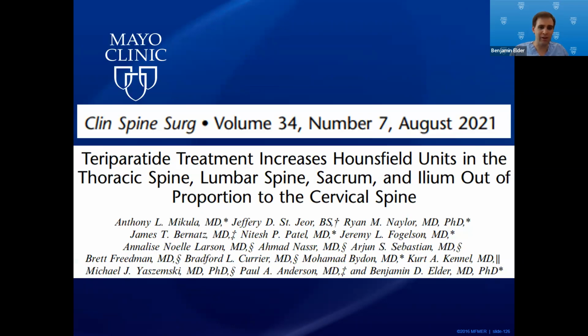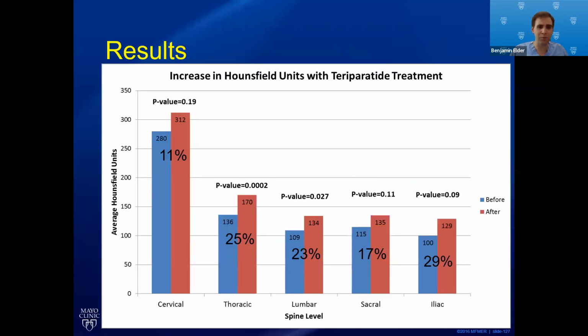This was one where we looked at how Teriparatide influenced Hounsfield units in different regions of the spine. And so again, it was beneficial in the thoracic, lumbar, sacral, as well as in the ilium, with about 20 to 30% increase in the Hounsfield units. However, we saw less benefit in the cervical spine, but it was also starting at a much higher baseline. So even in the patient with osteoporosis, the Hounsfield units were still about 280 in the cervical spine.